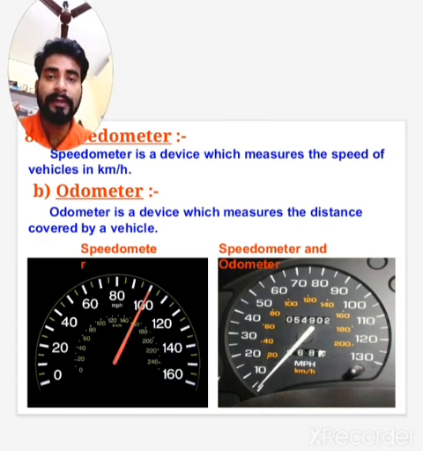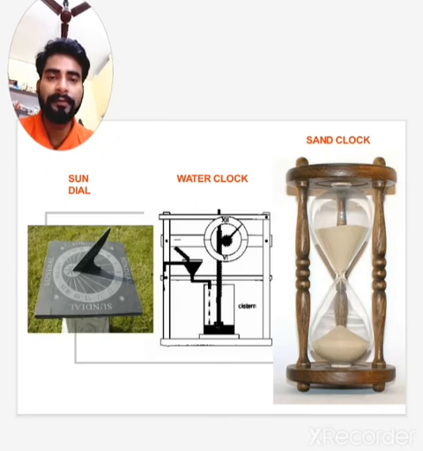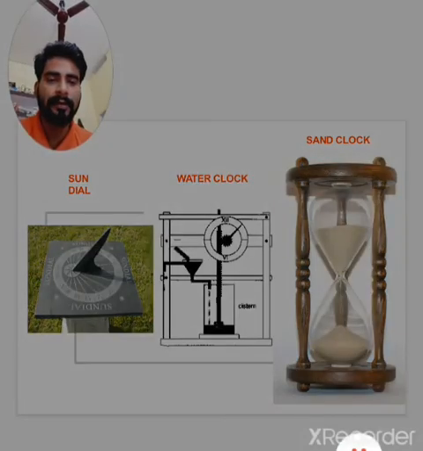After that, we'll see the different types of clocks, like sundial, water clocks, and sun clocks. In ancient times, time was very important. We all know that.